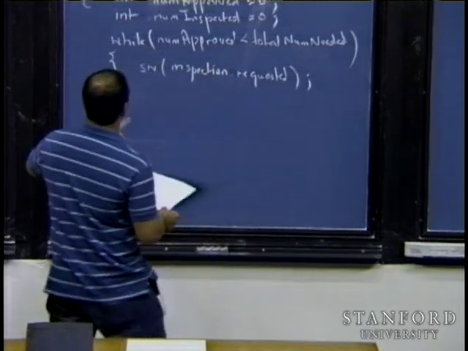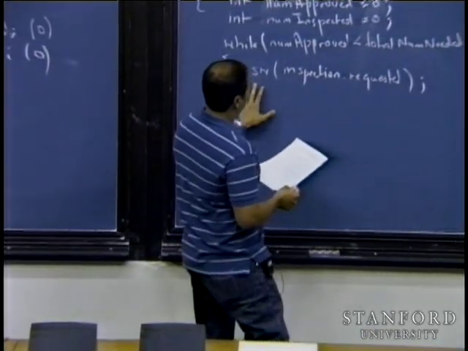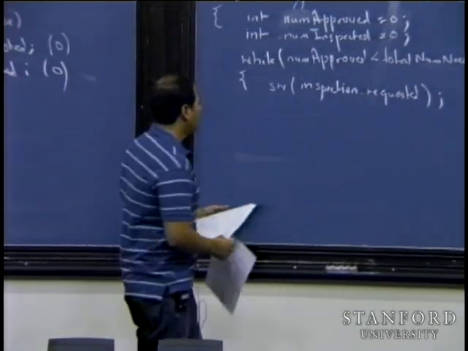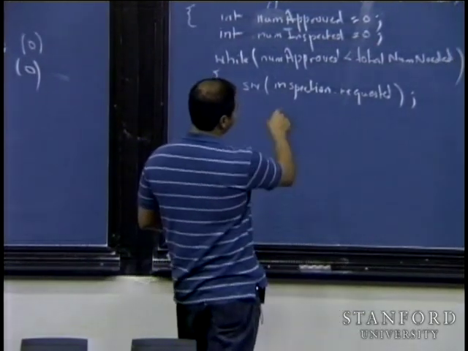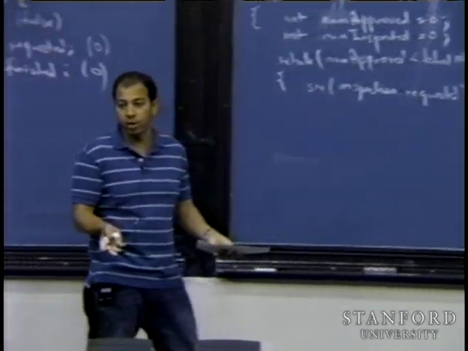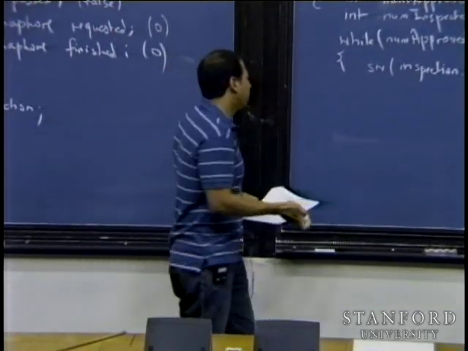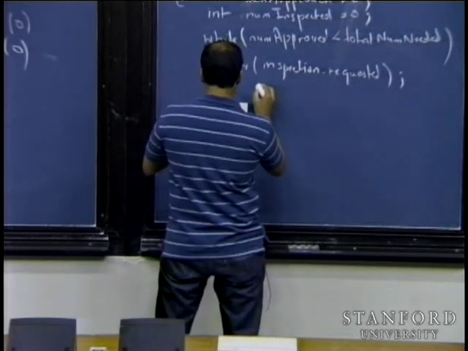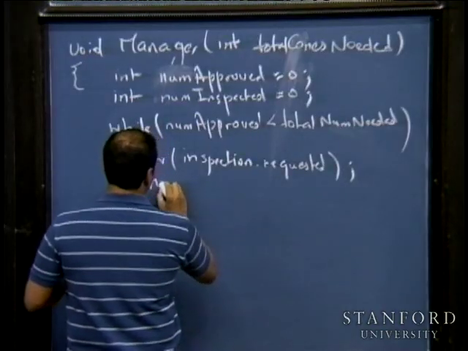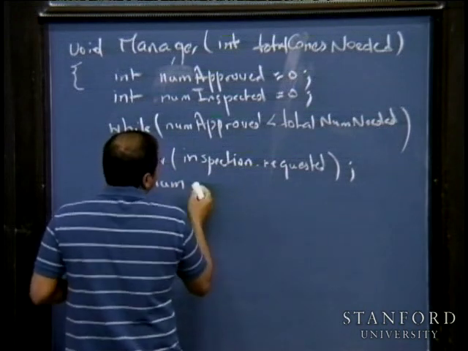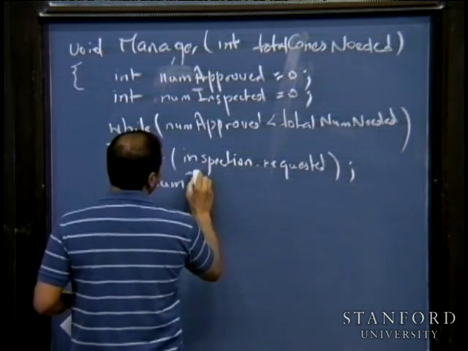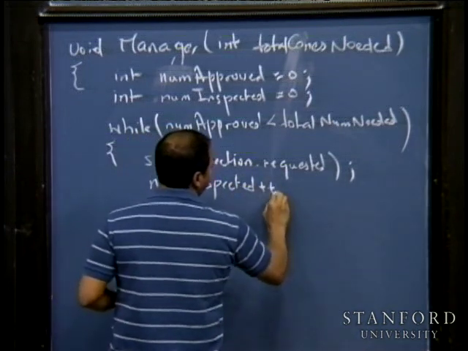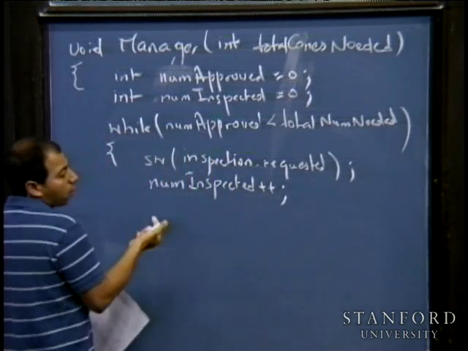So you want to basically wait on the request for the inspection, okay? And then once you get a request for the inspection, you basically want to inspect the cone, right? Once this is done, you basically are inspecting a cone. So num inspected will go up. And you have to check if you're going to approve this cone or not.